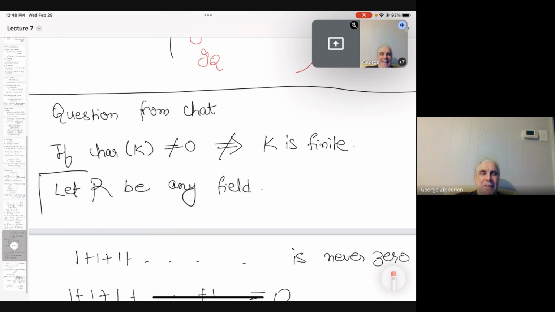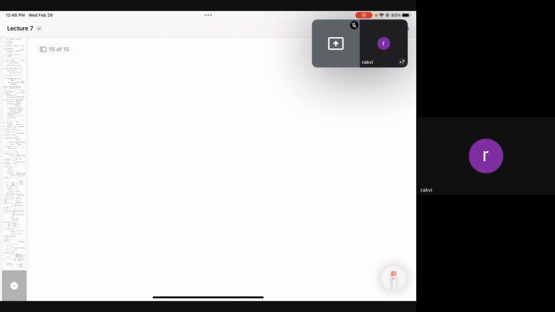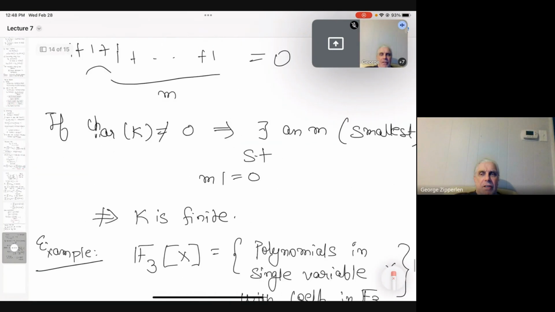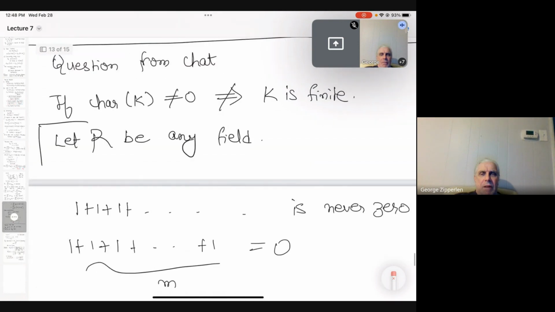Okay, yeah, thank you. Because where I'm getting at is you need the finiteness to show that these finite fields are algebraically closed so that you can get these roots of unity.